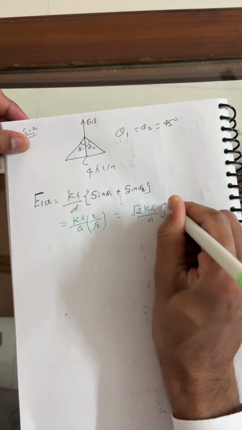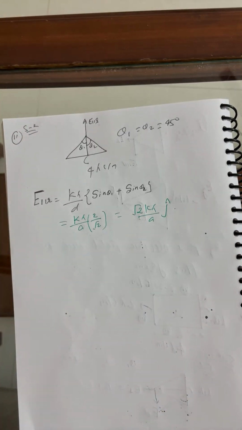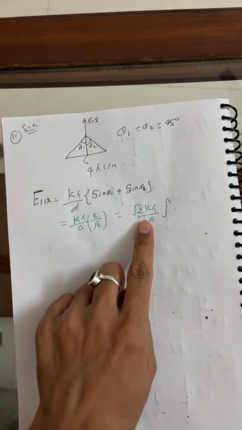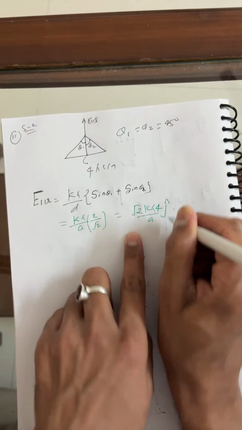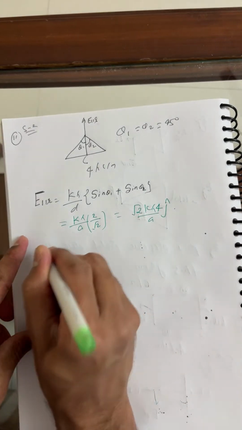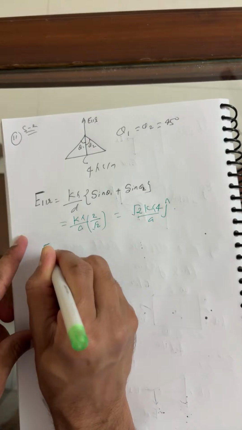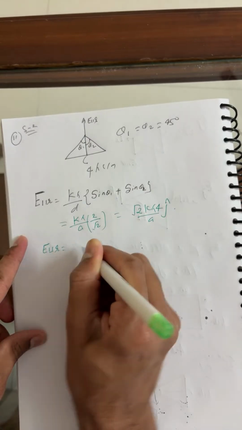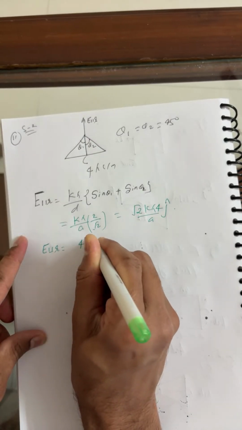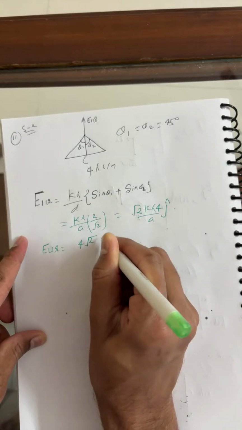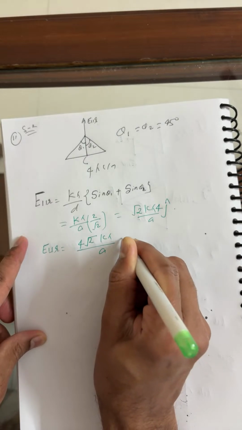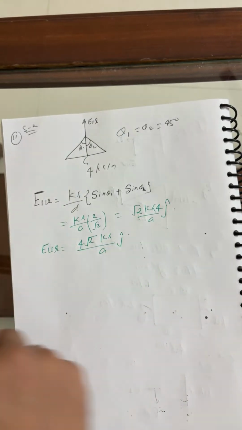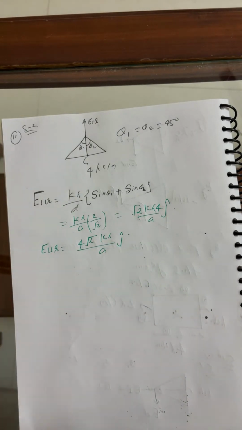Positive, so you can say by cap. Right now, lambda how much here? This is 4, so multiply by 4. So finally you can write E perpendicular is equal to 4 root 2 K lambda by A j cap. Yes, this is the correct part.